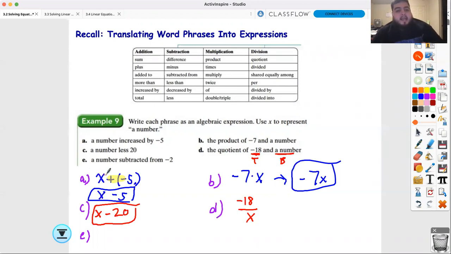E, a number subtracted from -2. This is a tricky one, right? It's not saying a number minus -2. It's saying that we're subtracting from this. So it's going to be -2 minus x, because we're subtracting a number from -2.